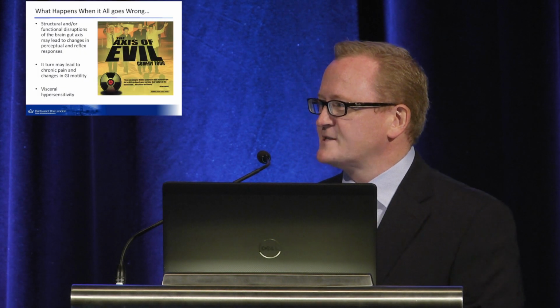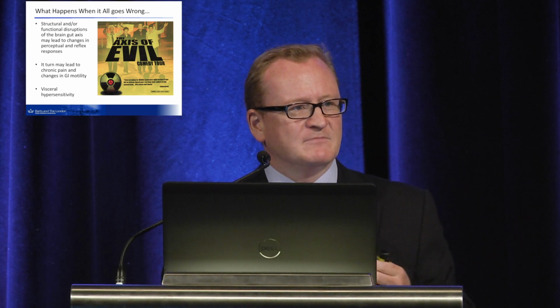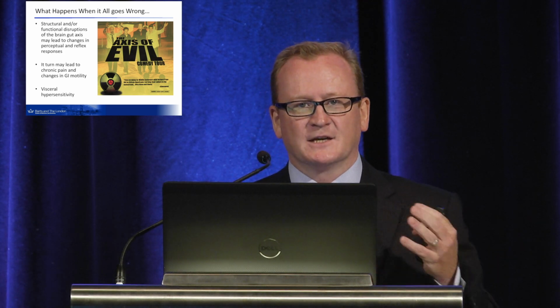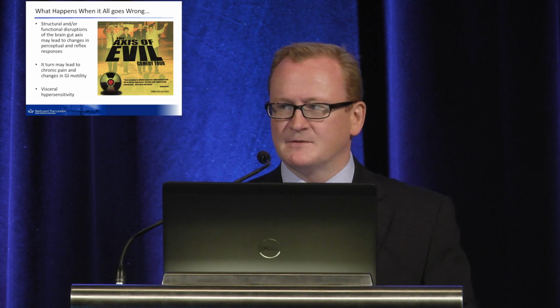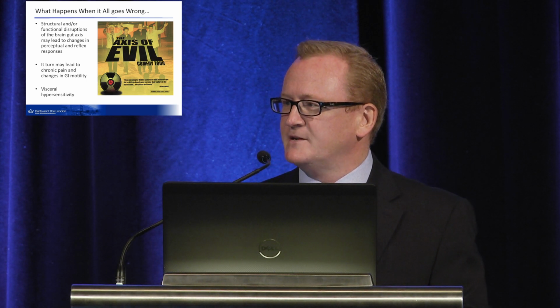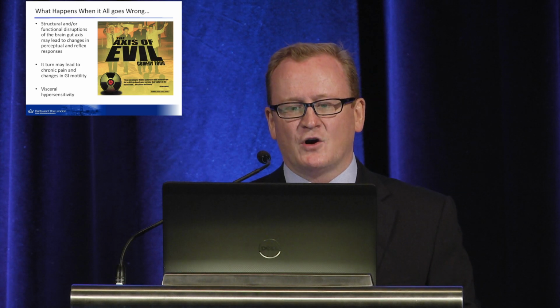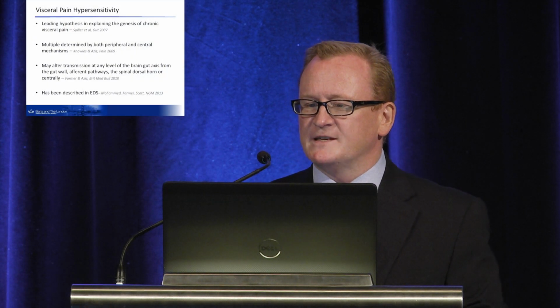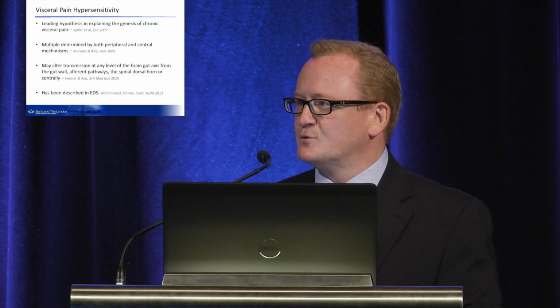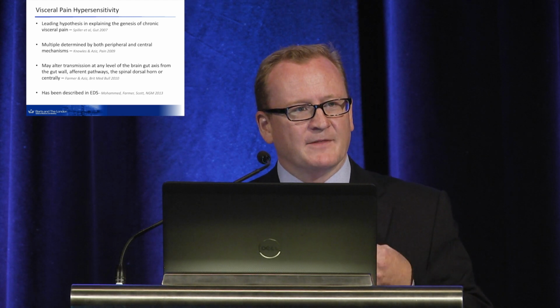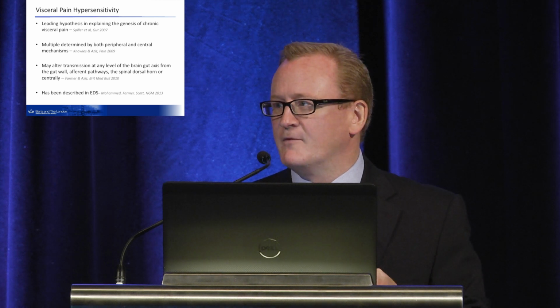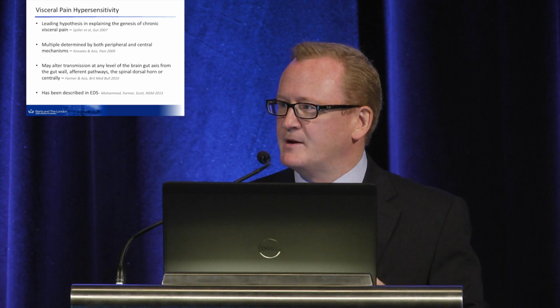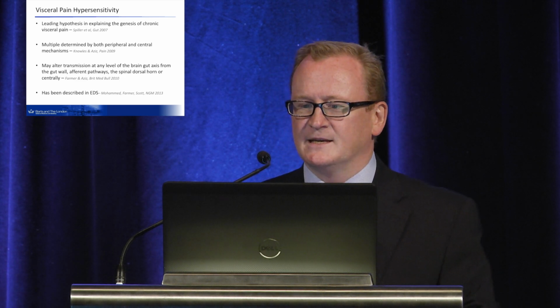So what happens when this all goes wrong? Any disruption at any level of that circuit of communication can lead to symptoms which can change the speed of movements in the gut and lead to this concept called visceral hypersensitivity. This is the leading hypothesis or proposal in explaining the development of symptoms of chronic abdominal pain. This can happen either in the periphery or in the central nervous system and has been described in IBS.